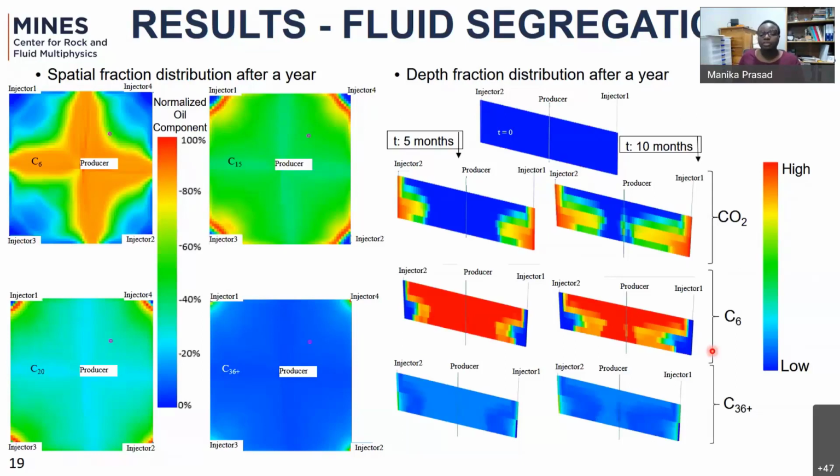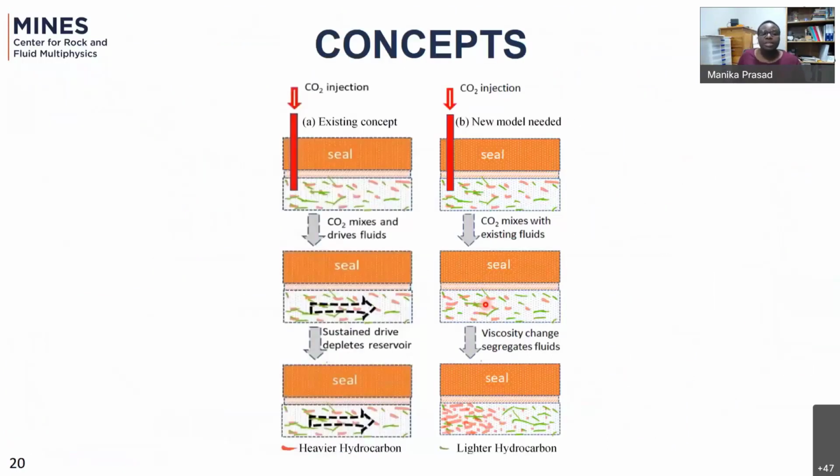Does it still have that preferential displacement vertically? This is shown here in our result, that the injectors are displacing C6 towards the producer faster than C36 plus, even within months. So our model confirms that there's this distribution of fraction that is preferentially allowing the lighter hydrocarbons before the heavy hydrocarbons. And we are modifying our understanding, because our understanding had been having CO2 sort of homogeneously mixed with the entire hydrocarbon.